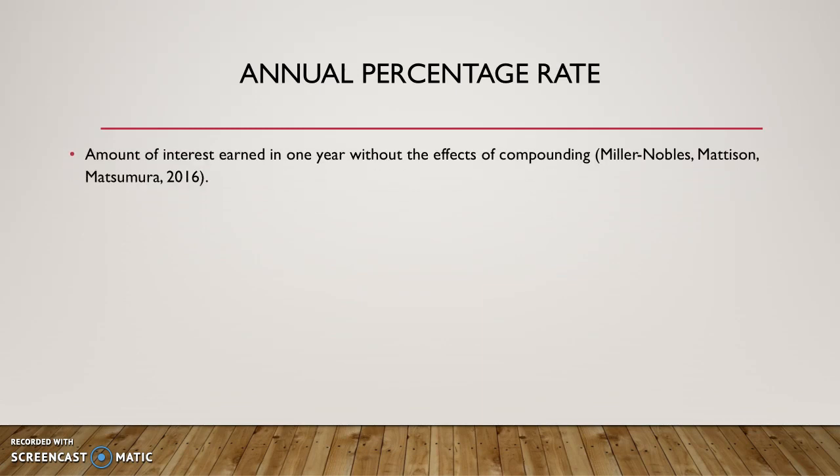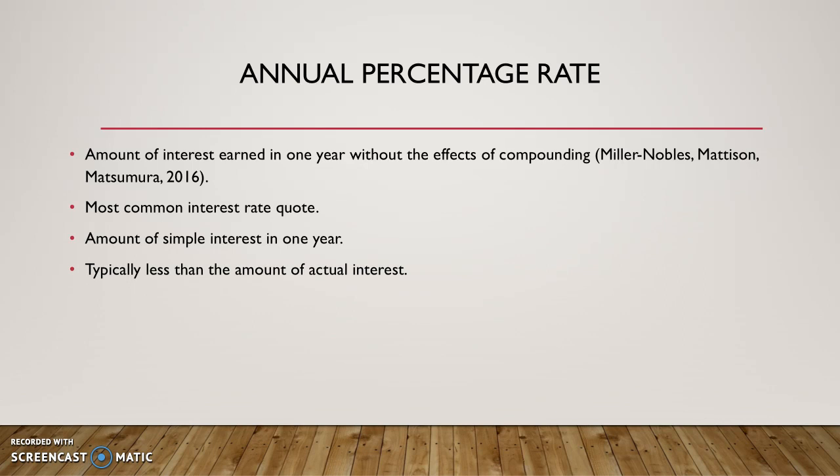Annual percentage rate is the amount of interest earned in 1 year without the effects of compounding. It's the most common way of quoting interest rates. It indicates the amount of simple interest that is earned in a year. And since APR does not factor in the compounding component, it is usually less than the amount of actual interest that is earned in a year.